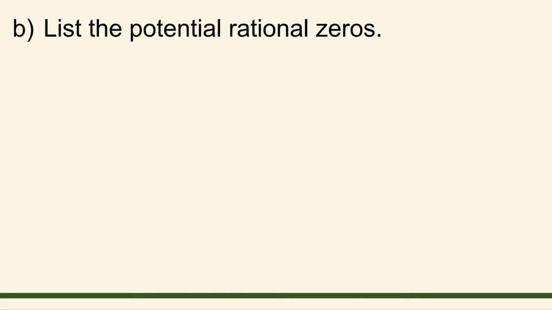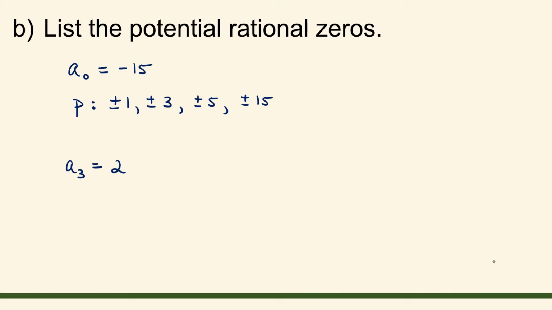Part B, list the potential rational zeros. The constant term of our polynomial function g of x, a sub 0, was equal to negative 15. Let's let P represent all of the integer factors of negative 15. Integer factors of negative 15 include plus or minus 1, plus or minus 3, plus or minus 5, and plus or minus 15. The leading coefficient of g of x was equal to positive 2.